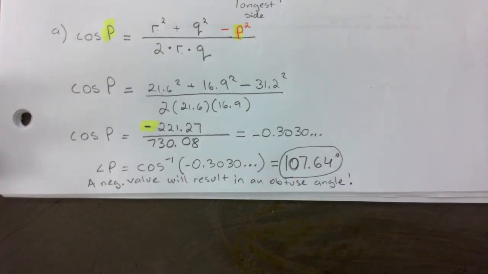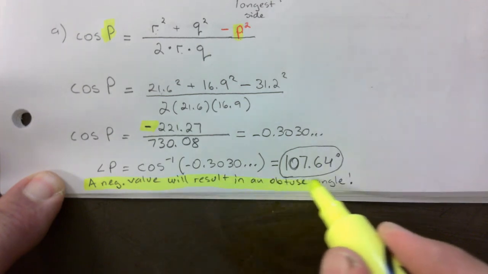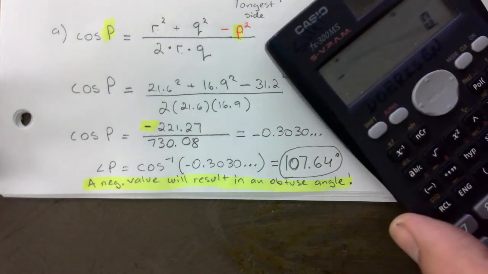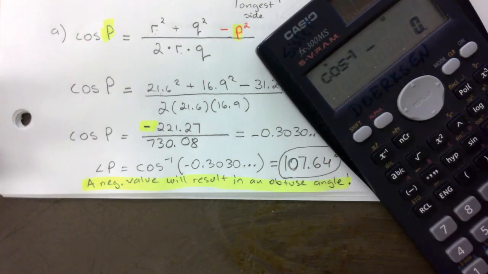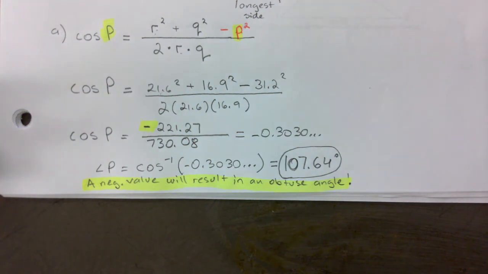Okay, and I'm going to highlight that. If you can, make it very visible: obtuse is bigger than 90. Because watch this, if I were to just take the inverse of 0.3030, not negative, I would get 72 degrees, right? It's different. Just that negative makes it different. Okay.